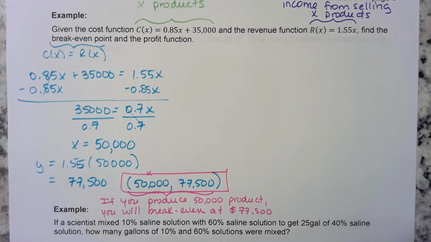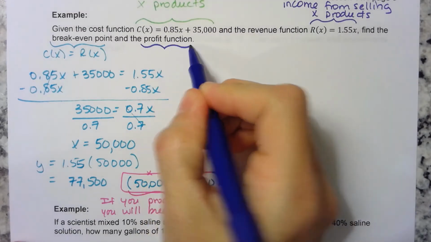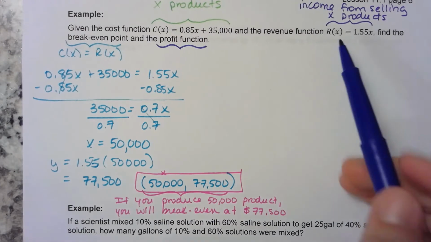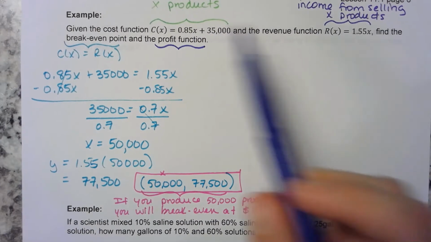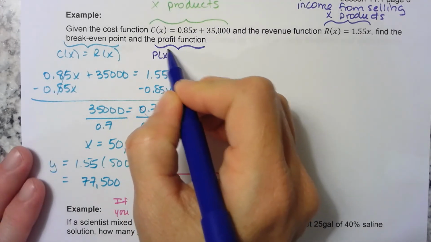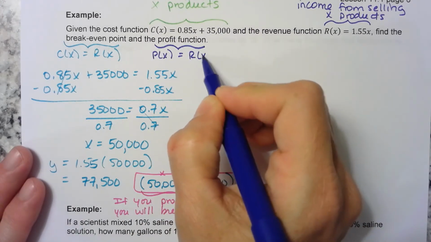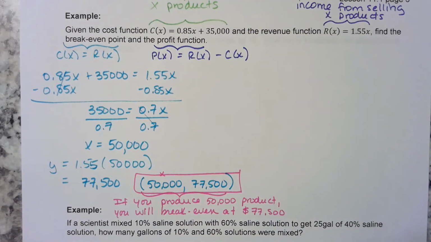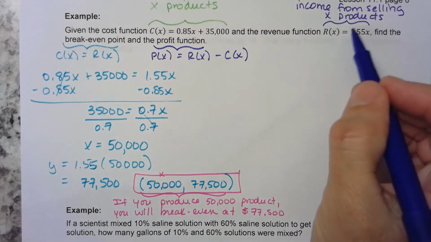So the next thing they ask for is the profit function. If you want to know what your profit is, don't you take how much you make and subtract what it cost you to make it? So your profit function is equal to your revenue minus your cost, right? So revenue minus cost. This is your revenue.